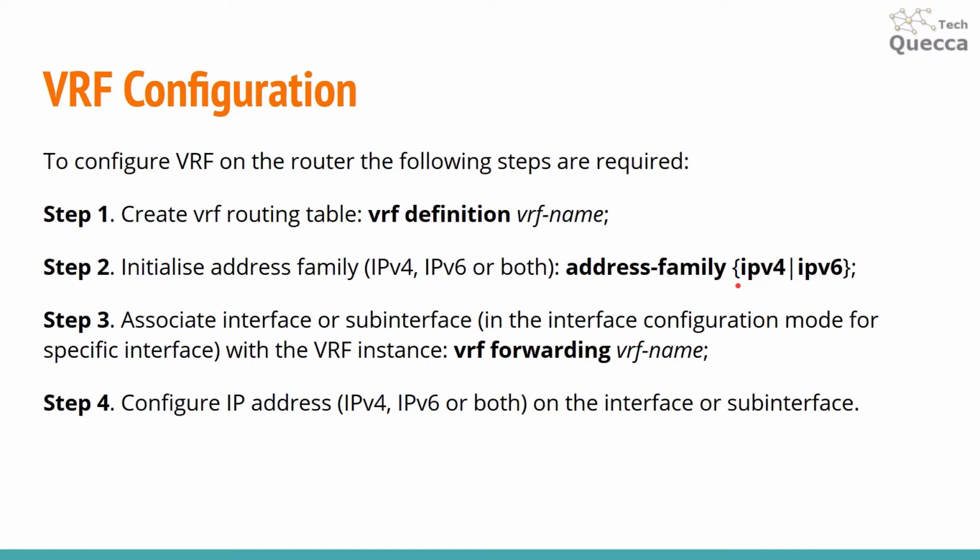Third step, associate the interface or subinterface with the VRF instance. You need to use the command vrf forwarding with the VRF name in interface configuration mode. And the last step, configure the IP address, IPv4, IPv6 or both, on the interface or subinterface.